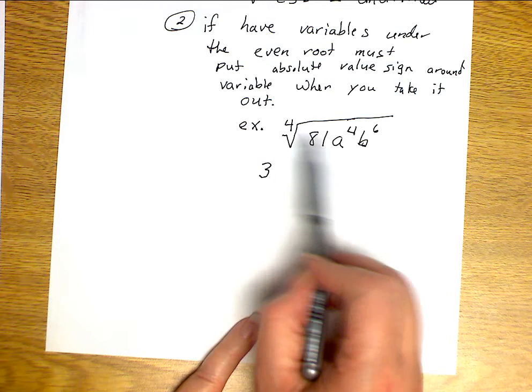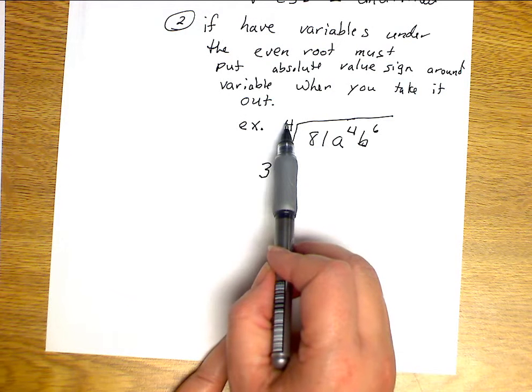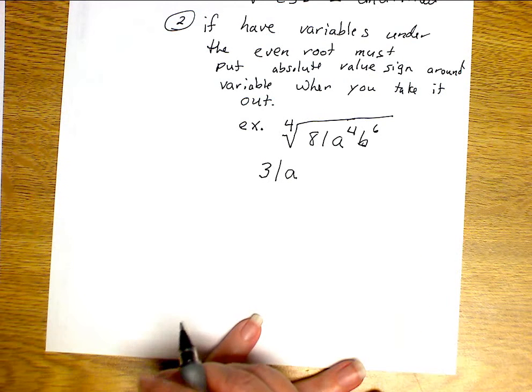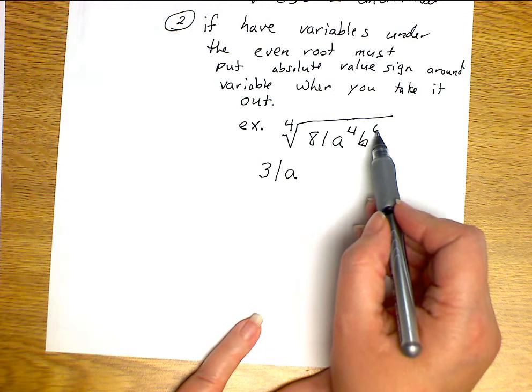Think about what you have to do: divide that. 4 divided by 4 is 1. Is there a remainder? No. So that's going to come out. So your A is going to come out. I'm not going to close it yet because we have a B. We have B to the 6. We have to divide that by your 4.